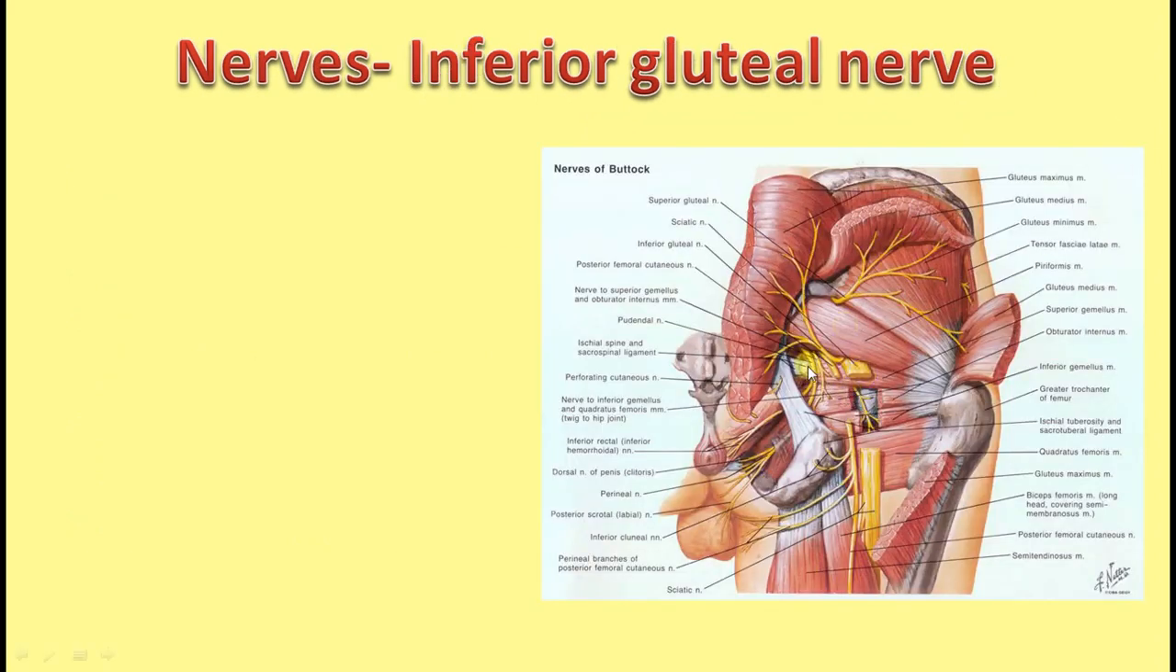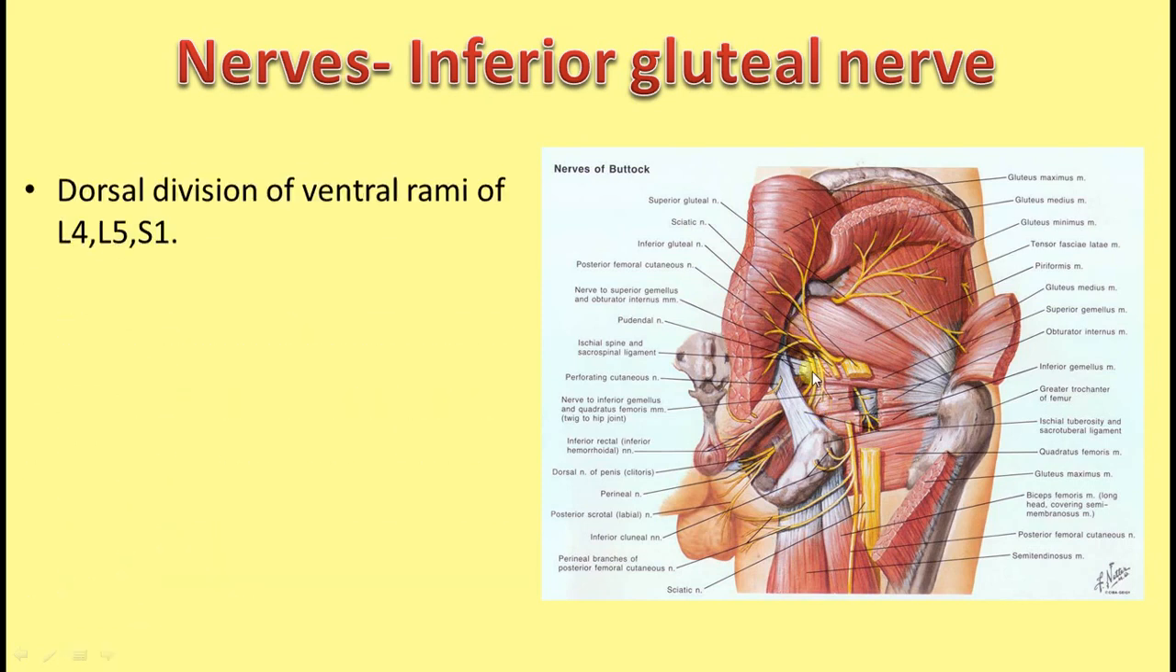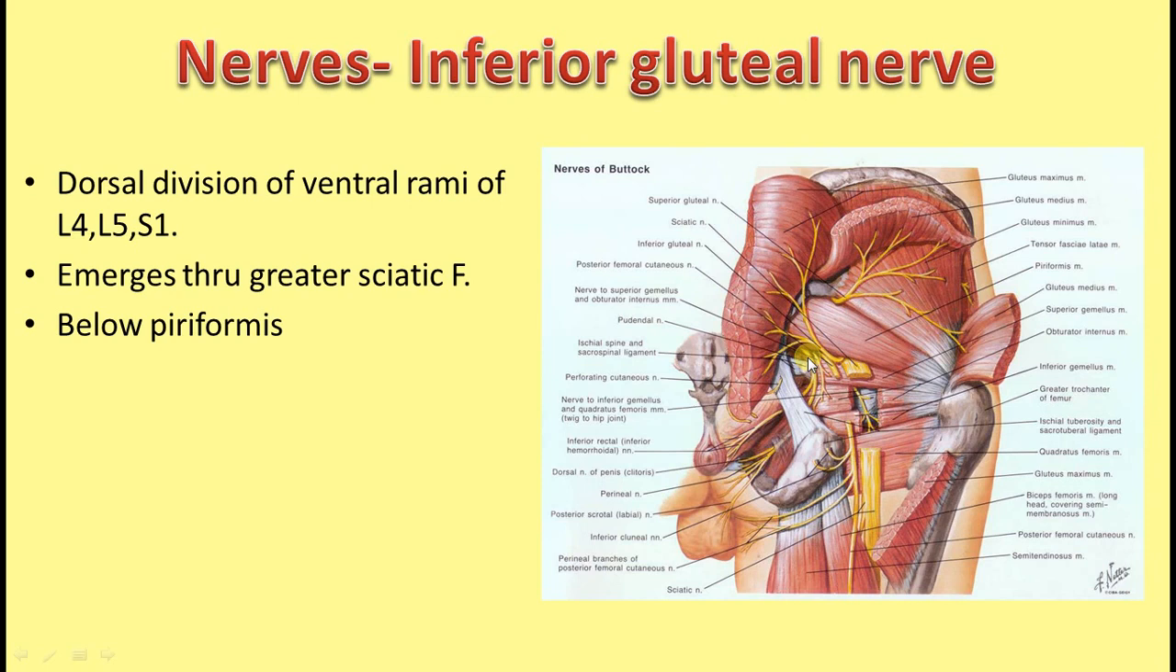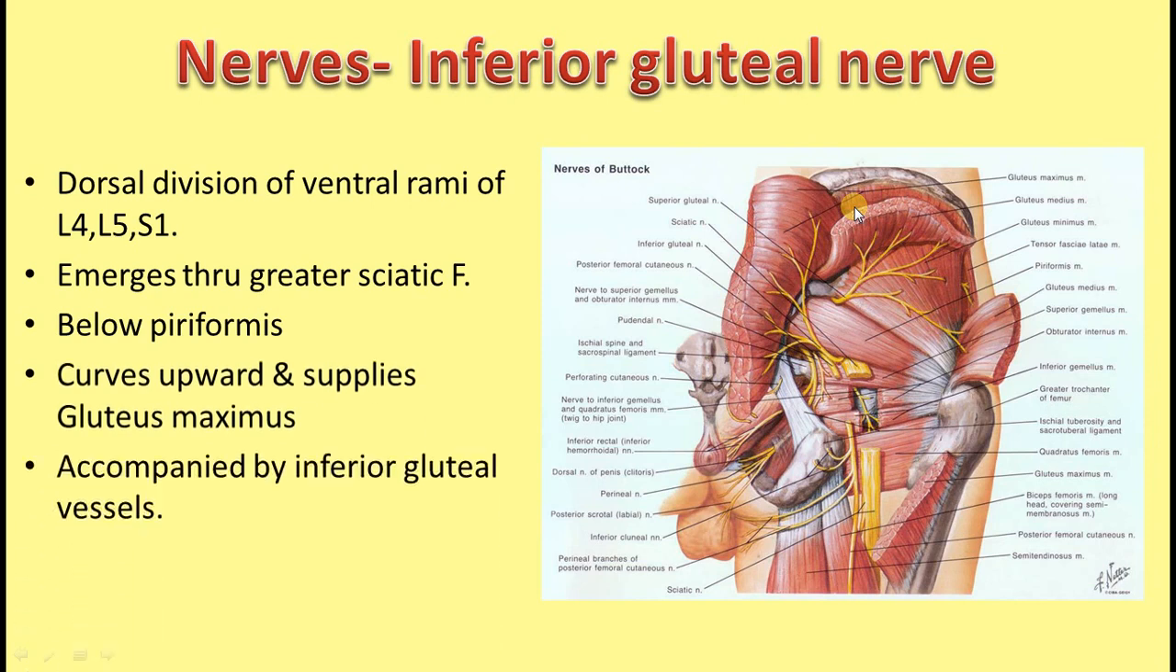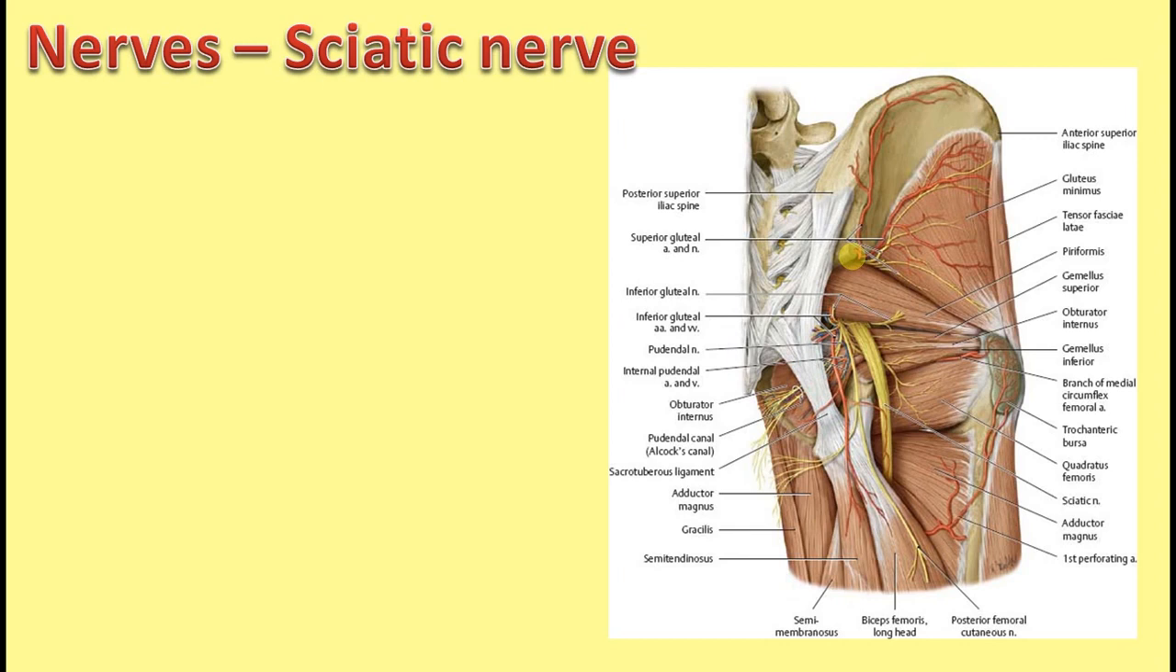It does not give any cutaneous branch. Inferior gluteal nerve emerges from the lower border. This is from the dorsal division of ventral rami of L4, L5 and S1. From the lower border of piriformis, again from the greater sciatic foramen, it is going to supply the gluteus maximus muscle. It takes a recurrent course and supplies the gluteus maximus muscle from the deeper surface. Accompanied by inferior gluteal vessels, the inferior gluteal nerve supplies only the gluteus maximus muscle.